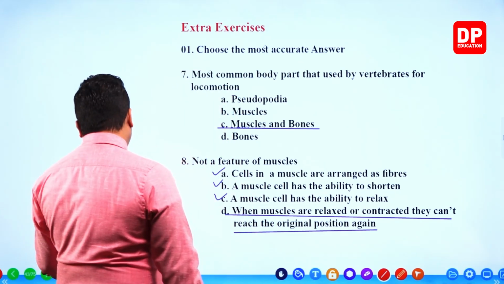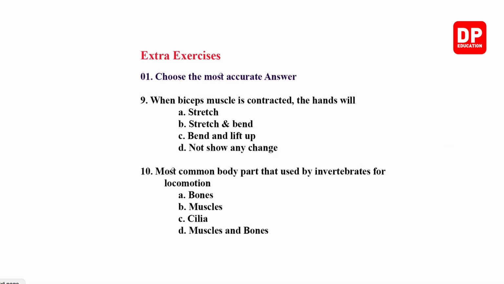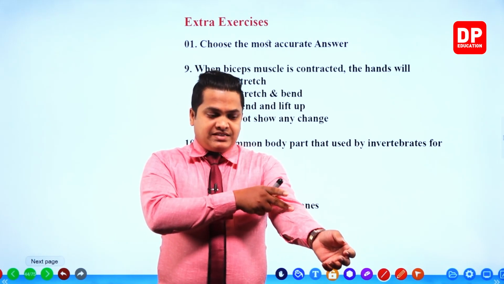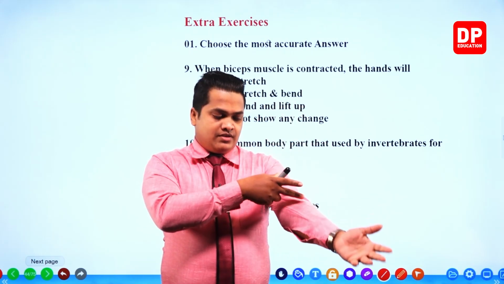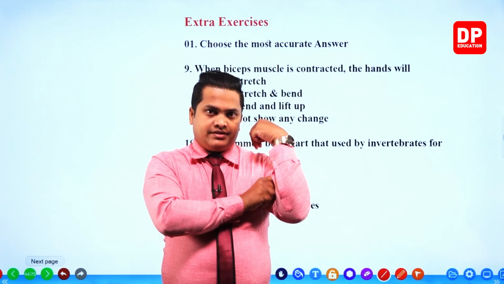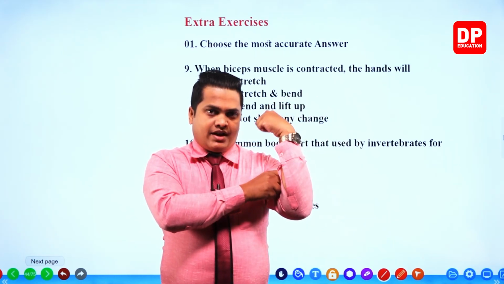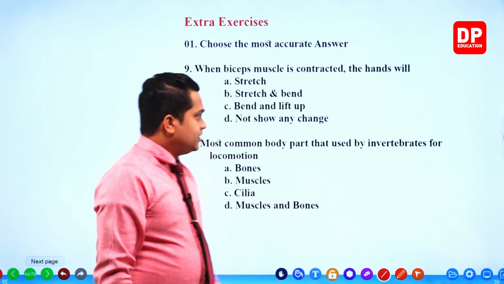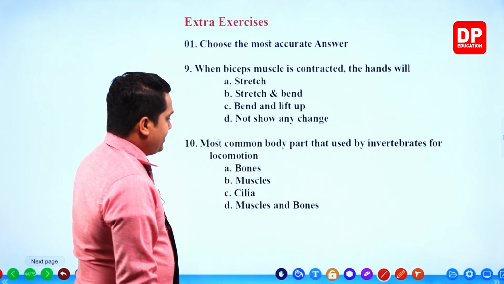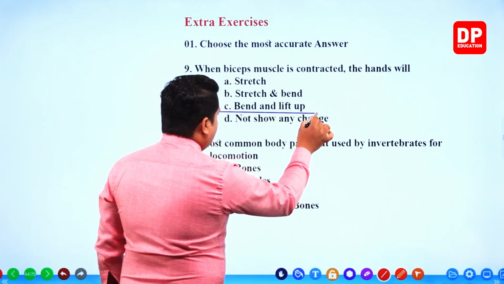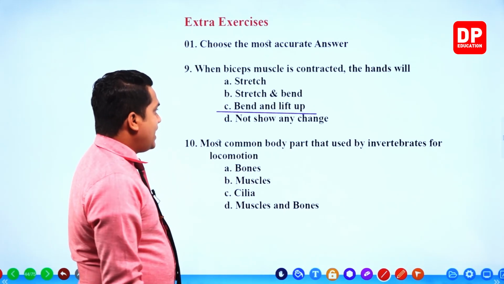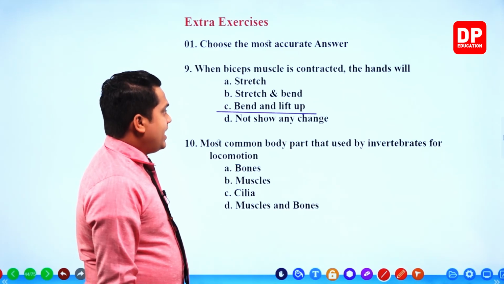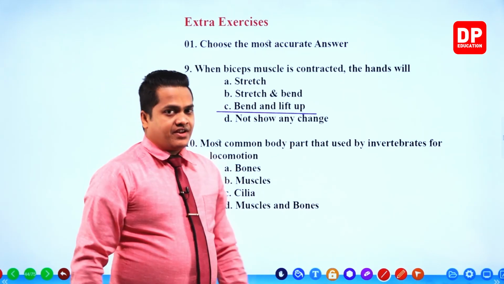Then we will move on to the next question. When bicep muscle is contracted, so bicep muscle is located in here. When bicep muscle is contracted, what will happen? See, when bicep muscle is contracted, your arm bends and lifts up. Here you can observe the answer within C. When bicep muscle is contracted, the hands will bend and it will lift up, my dear children.